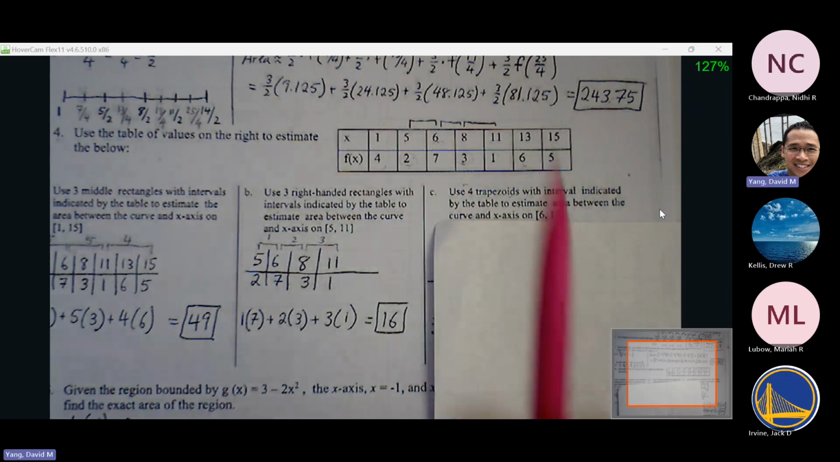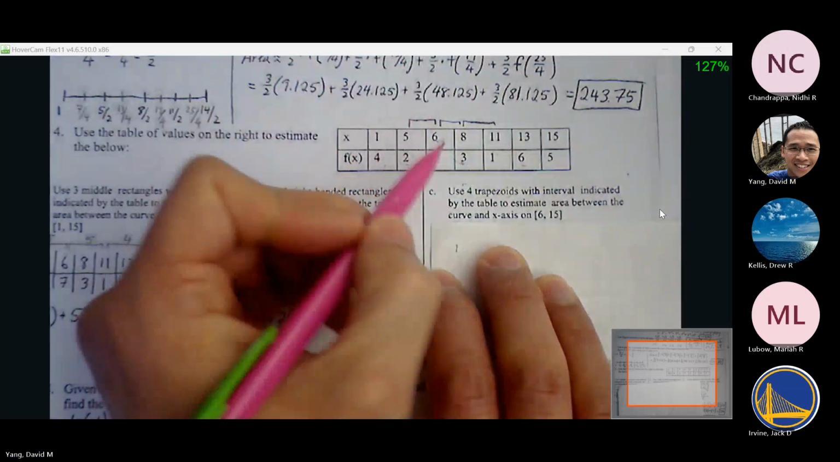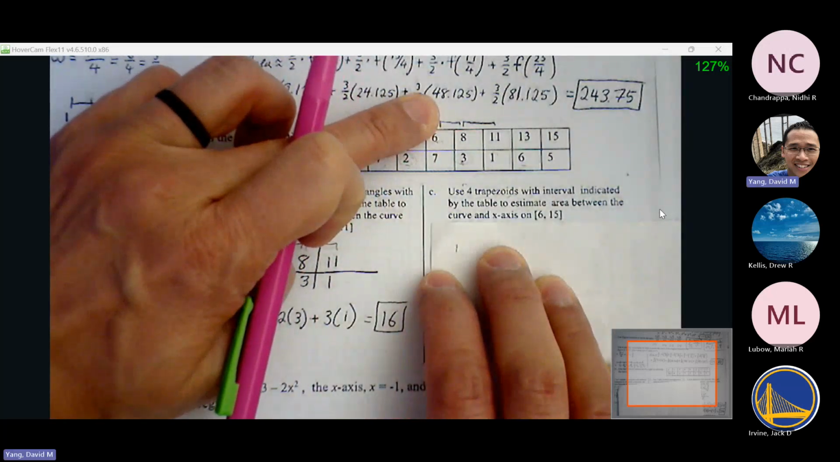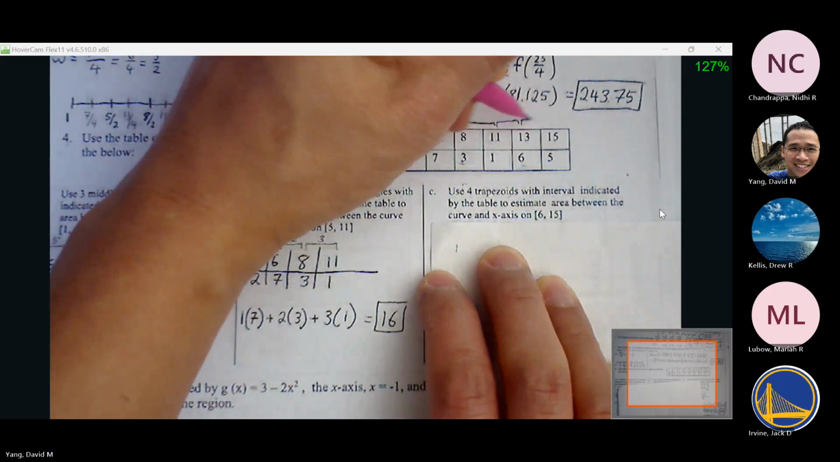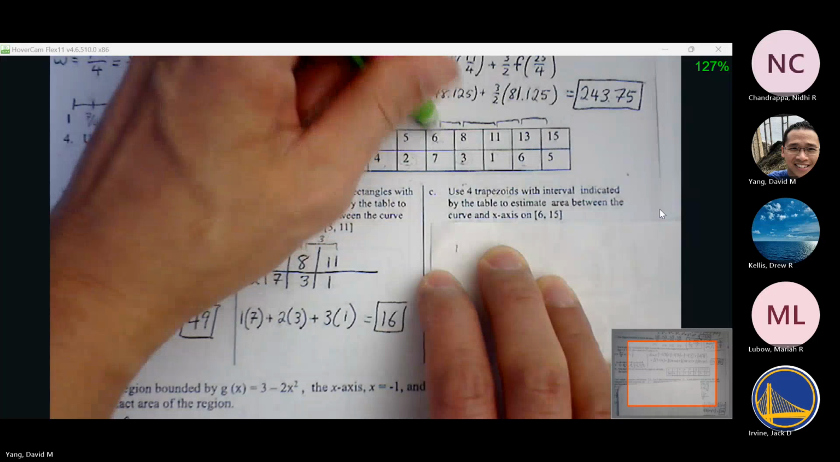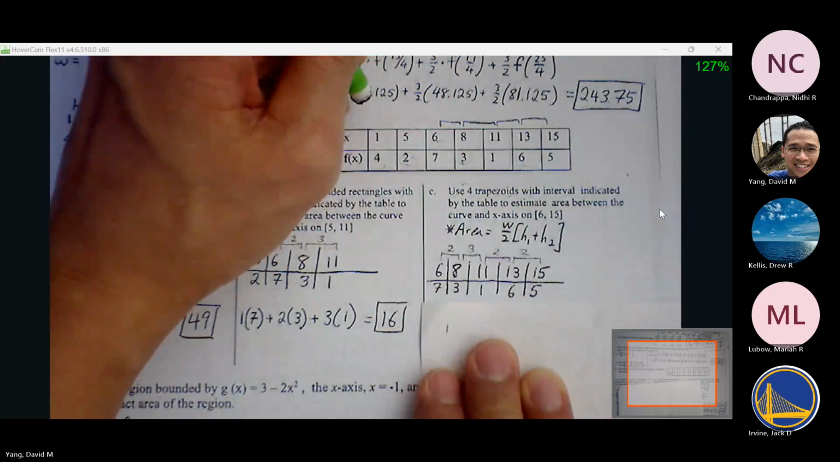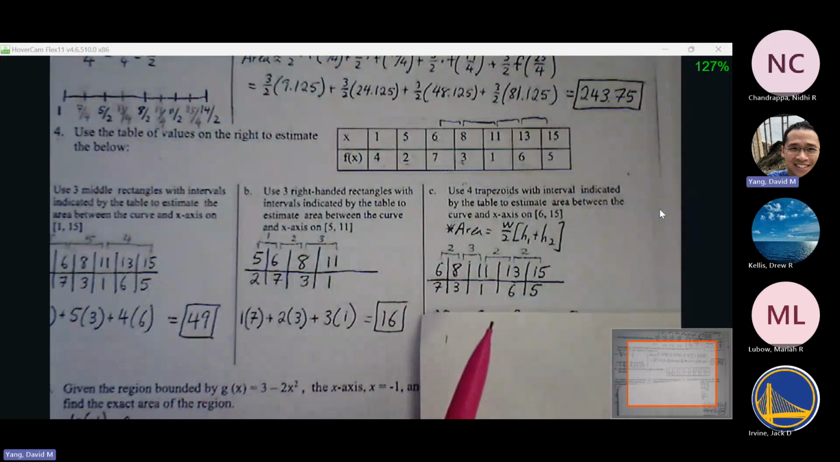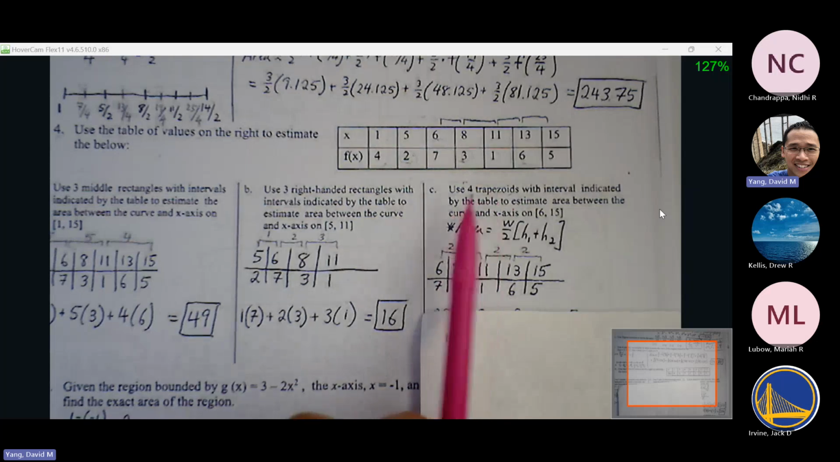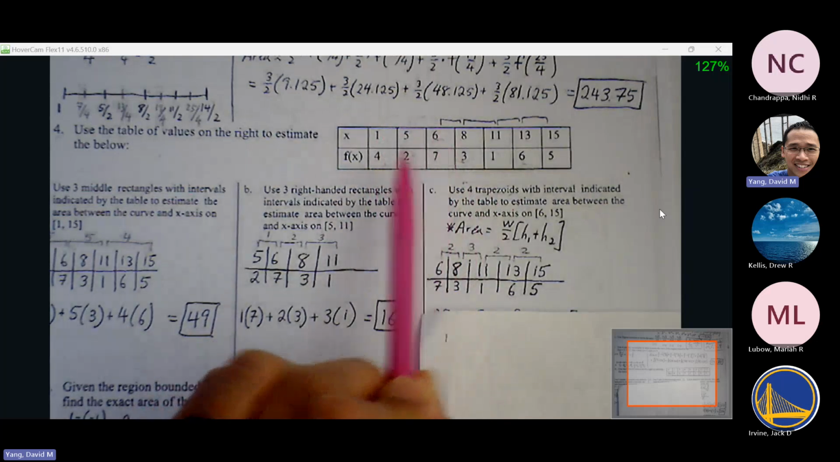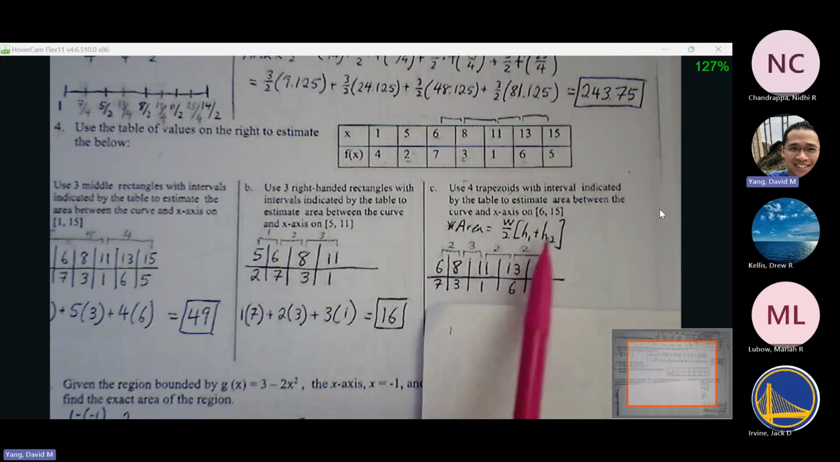Next up, use 4 trapezoids from 6 to 15. So we can do 6 to 8, 8 to 11, 11 to 13, and 13 to 15. The area formula is 1/2 width, height 1 plus height 2. Careful though, if the trapezoid spans across more than 2 ordered pairs, make sure that you're only choosing the 2 heights at the end. Don't choose more than 2 heights for each trapezoid.